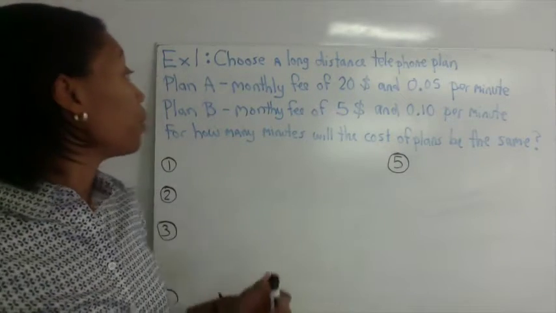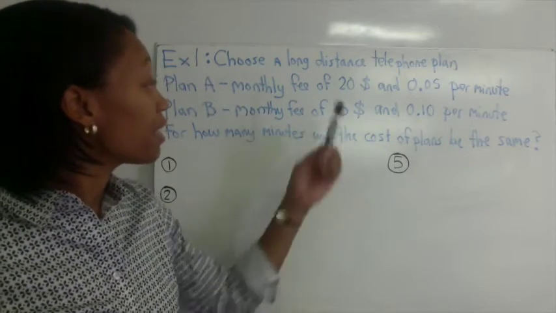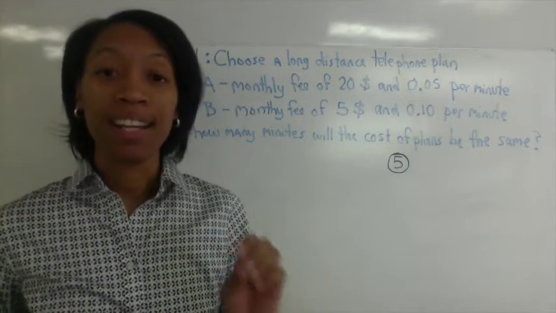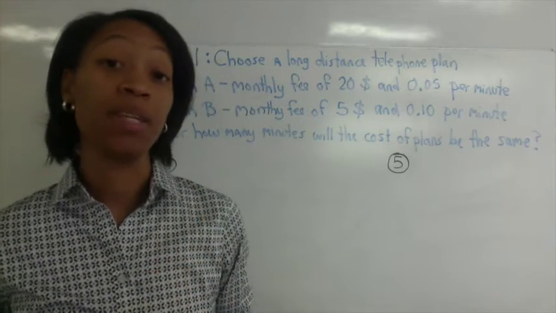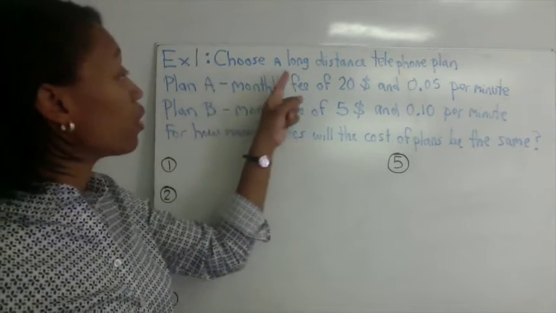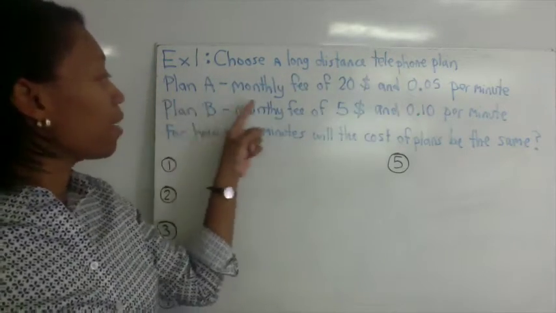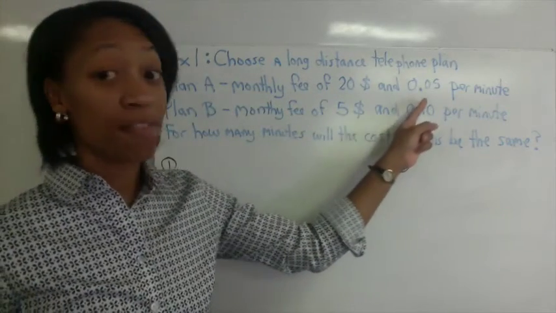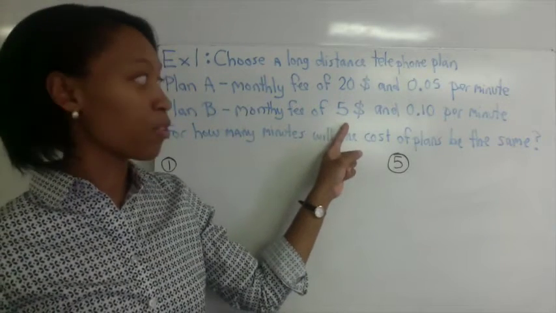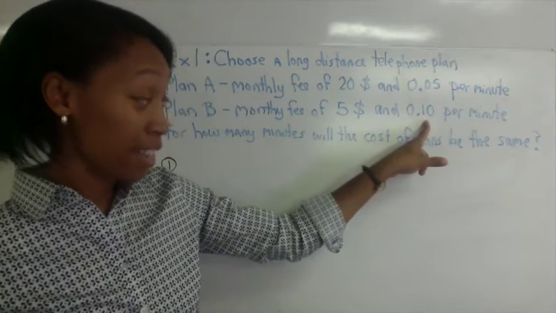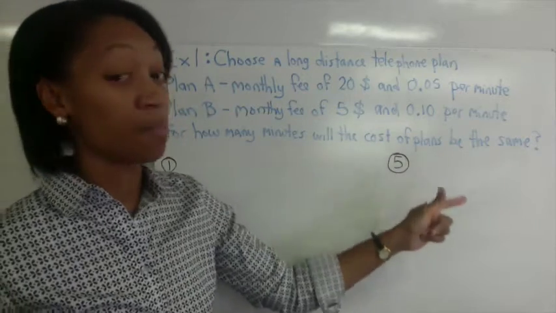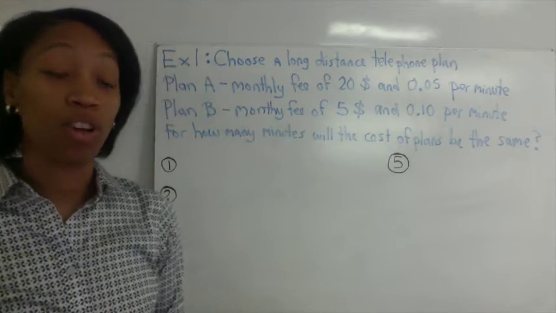Okay, this first example is talking about telephone plans, and I see some numbers right off the bat. But before I start doing anything else with those numbers, let's take a second to, first step, read the question carefully and understand what they're asking us. Choose a long-distance telephone plan. Plan A is a monthly fee of $20 and 5 cents per minute. Plan B has a monthly fee of $5, so much less, and only 10 cents per minute. For how many minutes will the cost of the plans be the same? For how many minutes will the cost be the same?